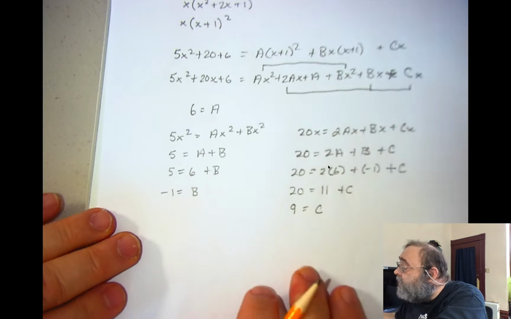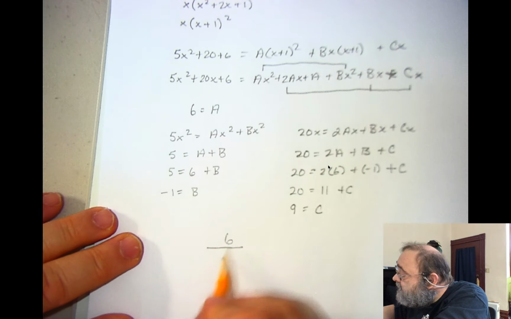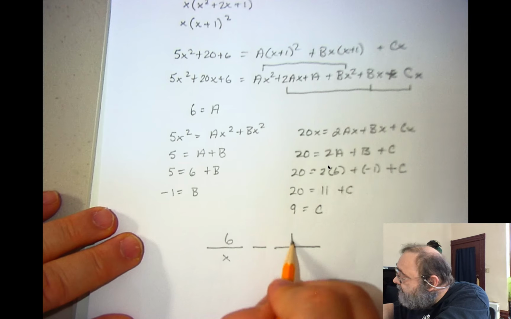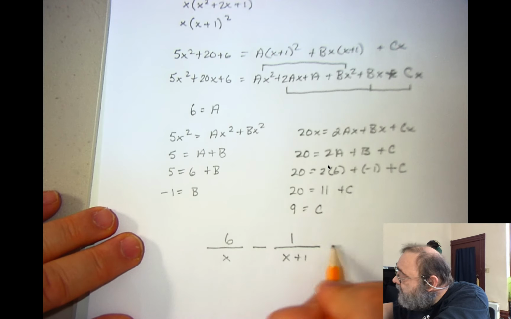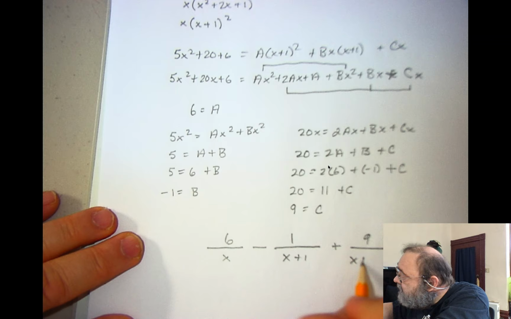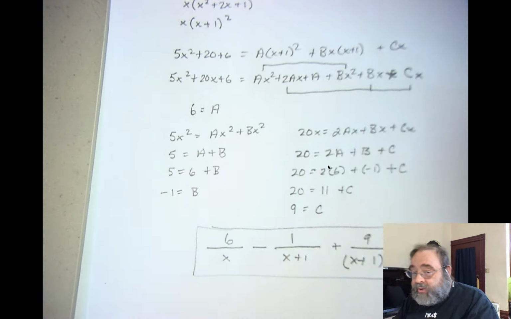I'm now able to rewrite my three fractions. This has the 6 over x. The negative goes into the middle, so I have 1 over x plus 1, and then I have the plus 9 over (x plus 1) quantity squared. And here we have our partial fractions.